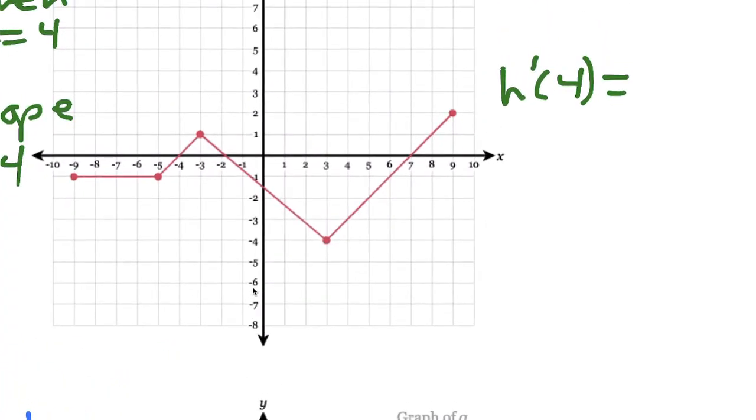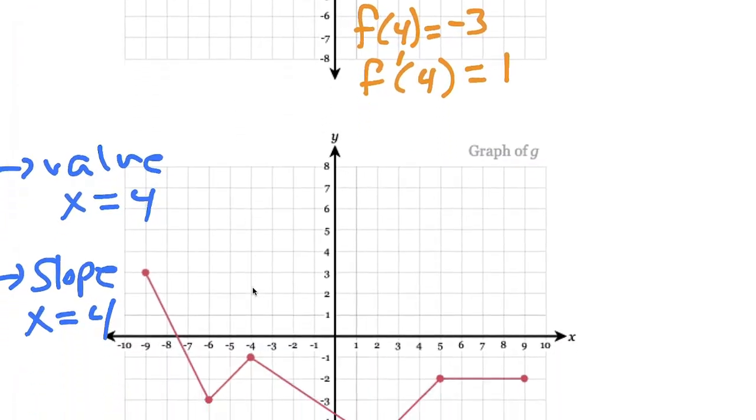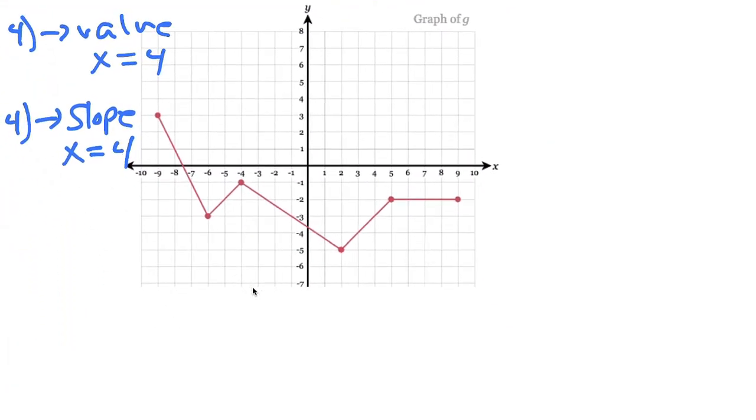So, if we look at this first one, 4 is right here. So f of 4 is equal to negative 3. F prime of 4 is the slope of that line. The slope of that line is 1. Up 1 over 1. If we go down to the g graph, 4 is right here. G of 4 is equal to negative 3. G prime of 4 in this one also happens to be 1.